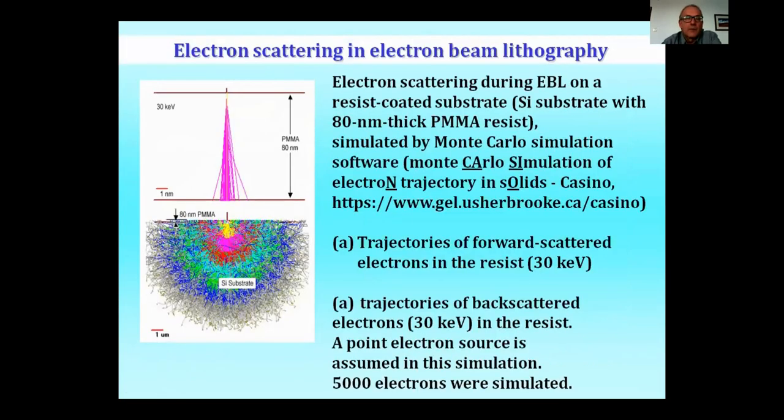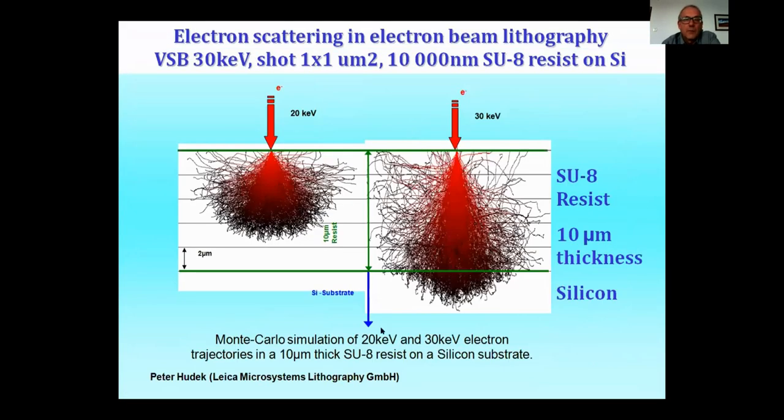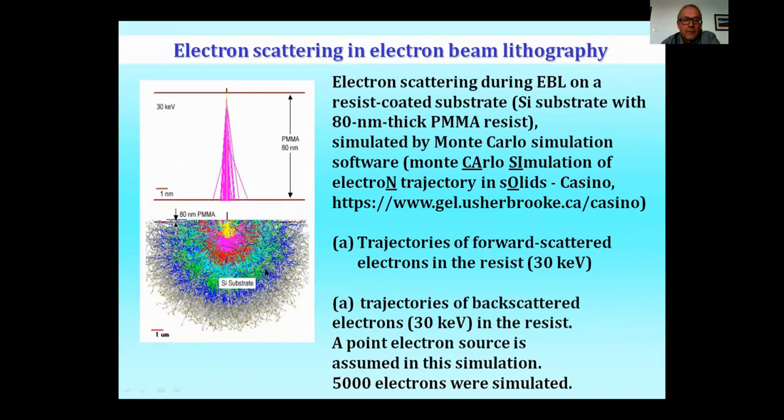Practically, there is such an example of a simulation of 5,000 electrons by simulation software available on the internet. You can see this distribution of backscattered electrons in the substrate, and this is low, not very large scattering in the resist.